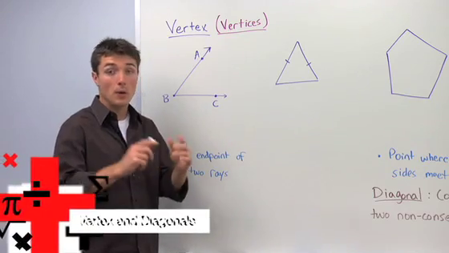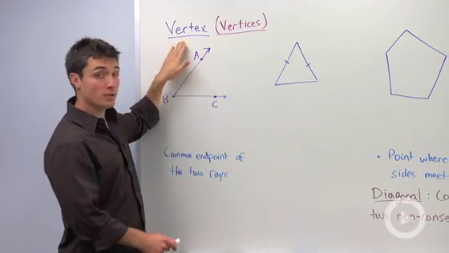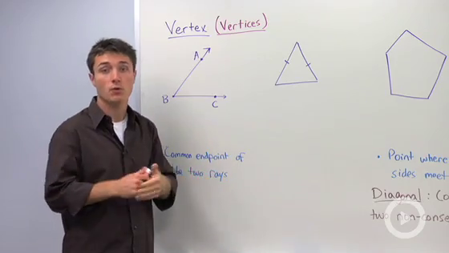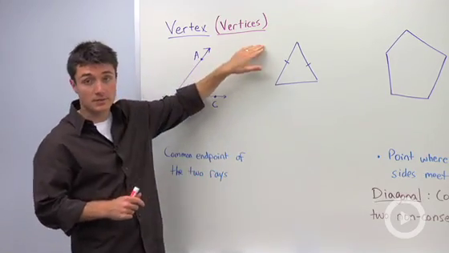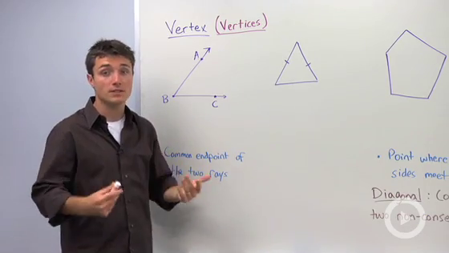A word that's used throughout geometry is vertex. If you have just one, it's vertex. If you have more than one, that is, if you want to make it plural, it's vertices. So one vertex, two vertices. And a vertex shows up in lots of different areas.